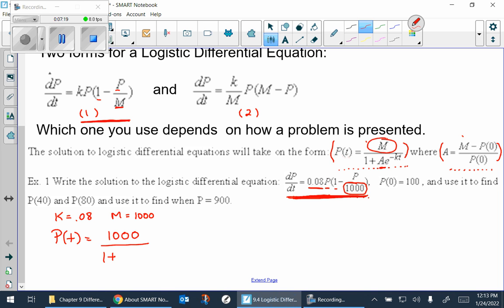I got to figure out what A is, but I remember this equation right here. A is equal to the carrying capacity, 1,000, minus the initial population, which they told us is 100, divided by the initial population, which is 100. Well, these are pretty nice numbers. I think we can probably do this in our head. You get 900 over 100. I think A is 9.